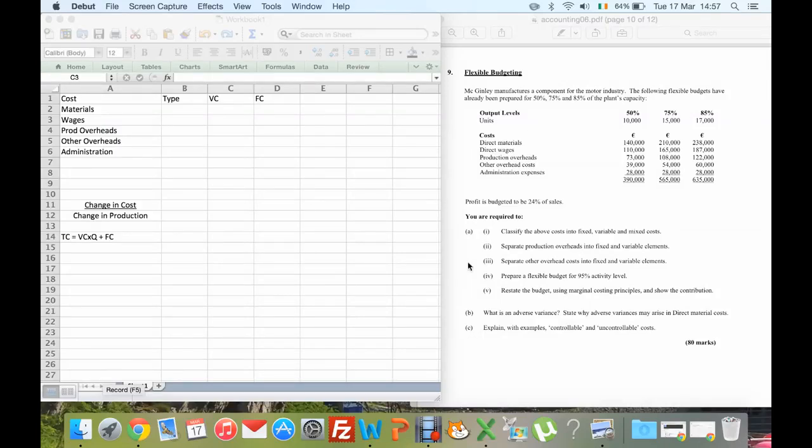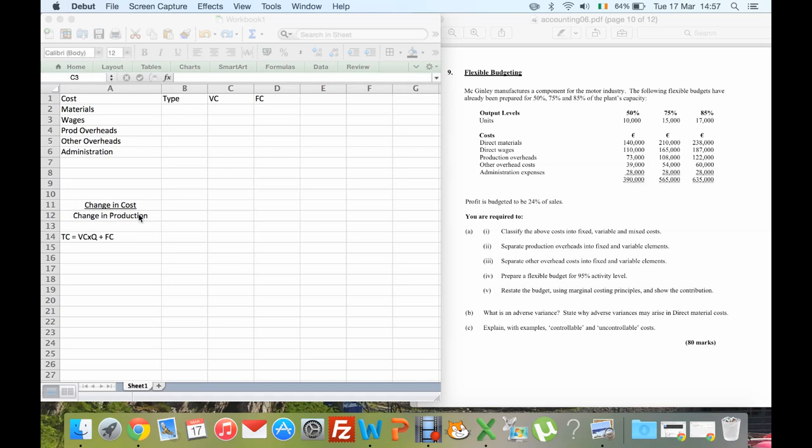Okay, so this is flexible budgeting from the 2006 paper. We've laid out the names of our basic costs, and we're going to work out our type. We need to separate them into the variable and fixed elements so we can decide which type they are. Two formulas. One is the change in cost, the other is the change in production.